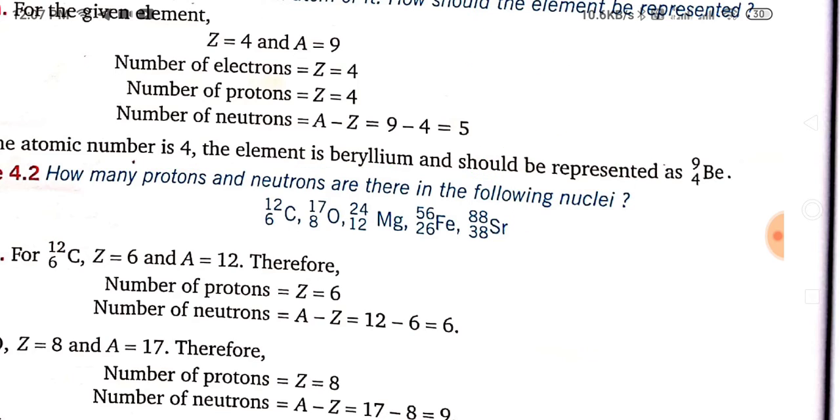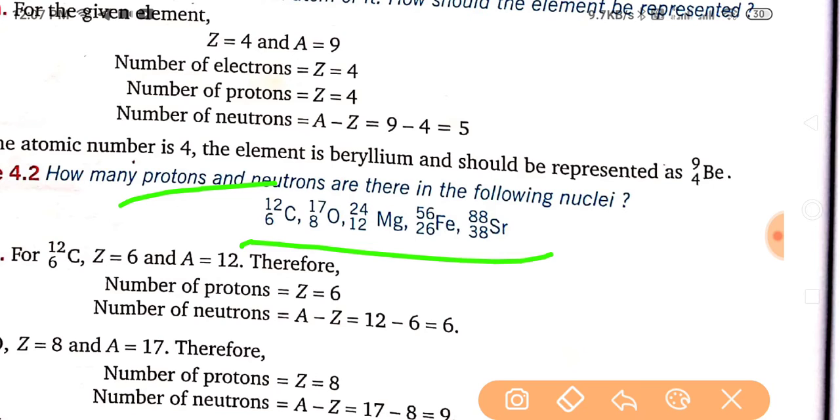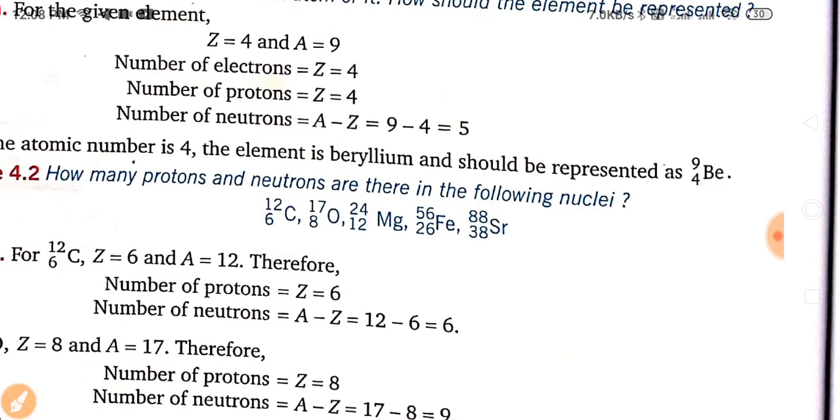Okay, so another example is given here. How many protons and neutrons are there in the following nuclei? So we have to calculate protons and neutrons in these nuclei or in these atoms: carbon, oxygen, magnesium, iron and strontium.